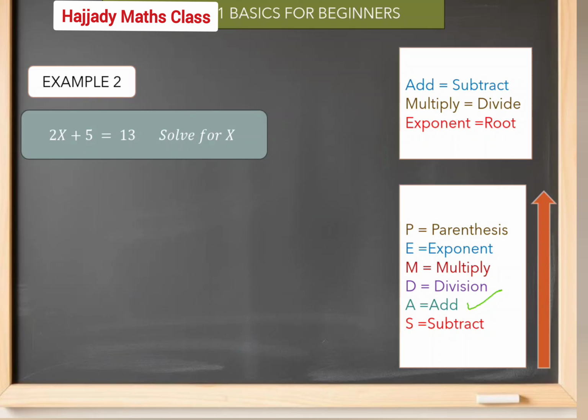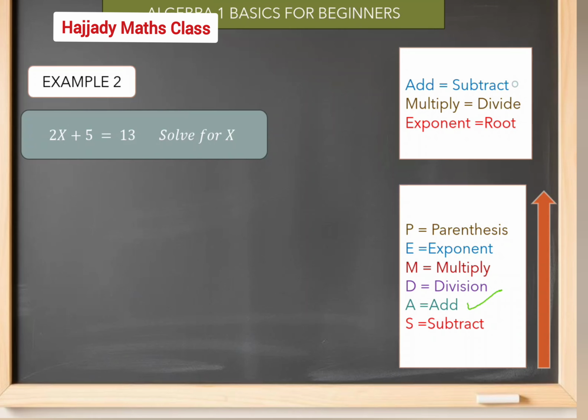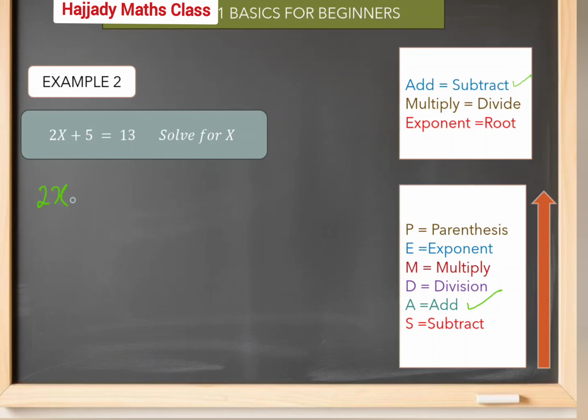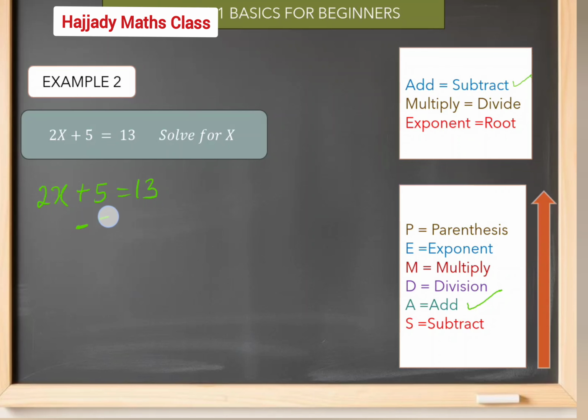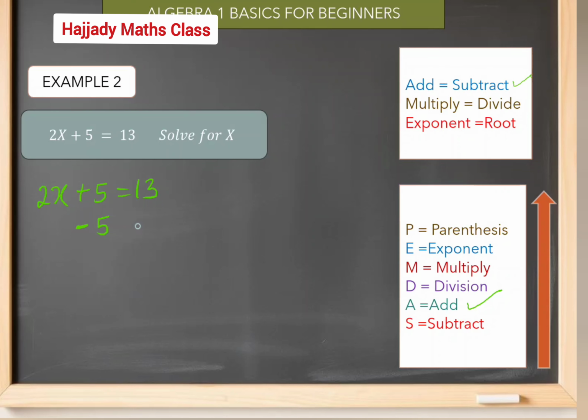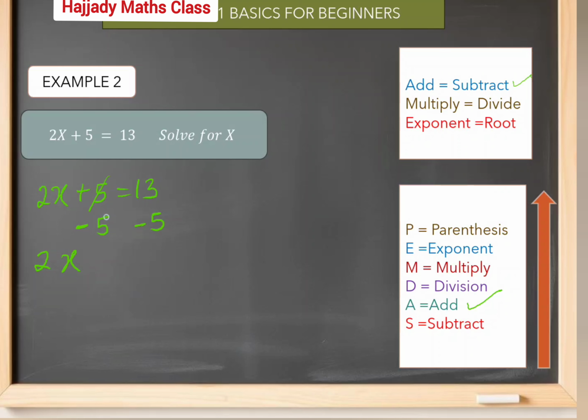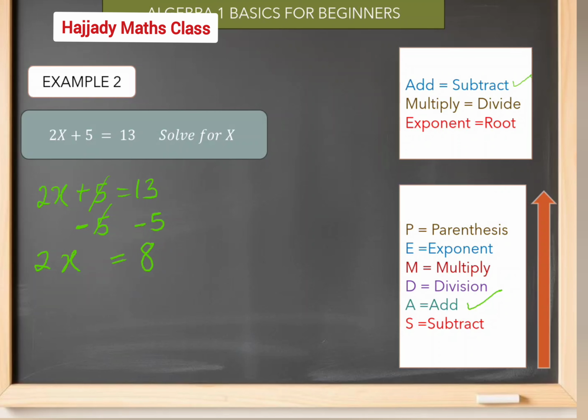Now, to deal with addition, I told you if you have addition, you introduce the inverse, which is what? Subtraction. And here we have 2x plus 5 equals 13. Now, we have addition. If you introduce the inverse, we have negative 5 to both sides. And here we have 2x, 5 minus 5 cancelled out. 13 minus 5 gives 8. Now, we've done with the first operator.